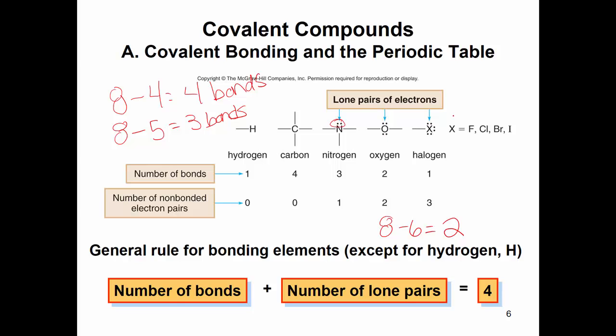For our halogens, they're in group 7. So they want to form 1 bond, just like hydrogen. However, they're going to have 3 lone pairs around them. 1, 2, 3. And therefore, if you add all those up, you get 8. We know that they bond in a way to have 8 electrons. The only exception is hydrogen, which wants to have 2.